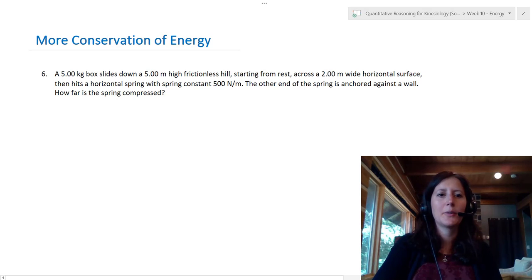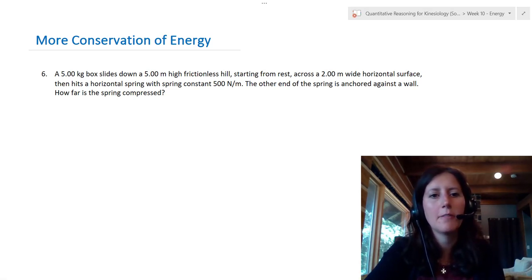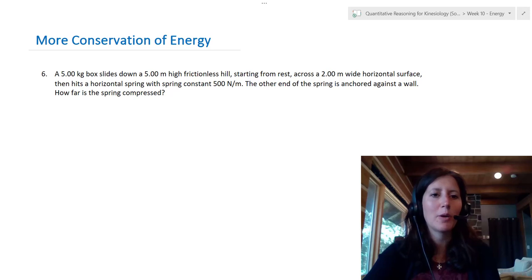All right, let's do another question here. We have a 5 kilogram box sliding down a 5 meter high frictionless hill starting from rest across a 2 meter wide horizontal surface, and then it hits a horizontal spring with a spring constant of 500 newtons per meter. The other end of the spring is anchored against a wall. How far is the spring compressed?